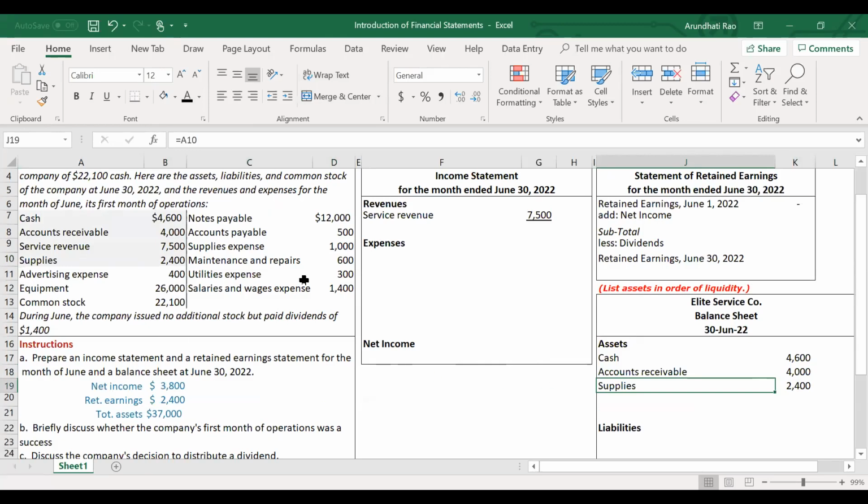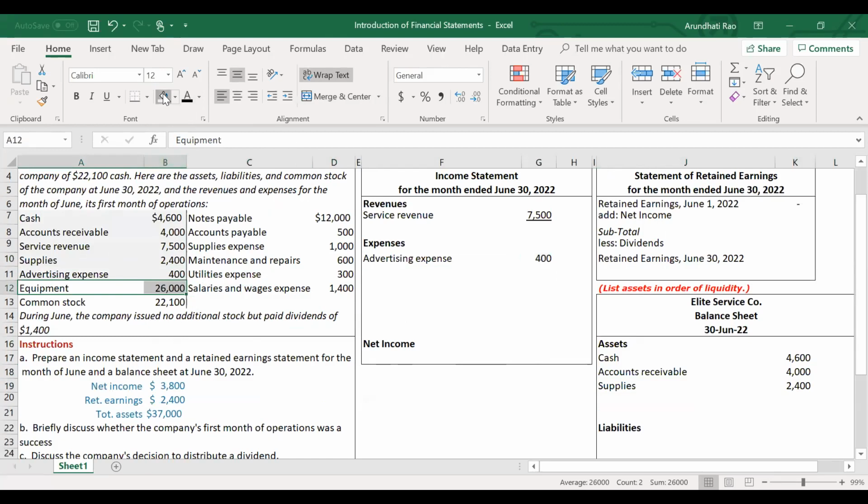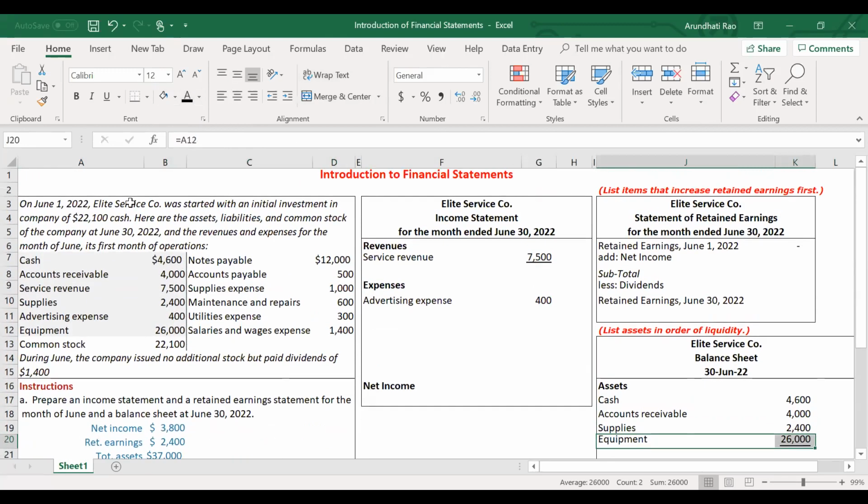Advertising expense is an expense, so I'm going to take that number over here and bring it under expenses. Equipment is an asset. Again, this asset is going to be used by the business in order to help me generate revenues. Now, in this case, you're looking at Elite Service Company. They don't tell us what this company does.